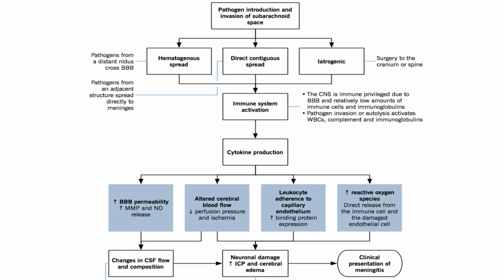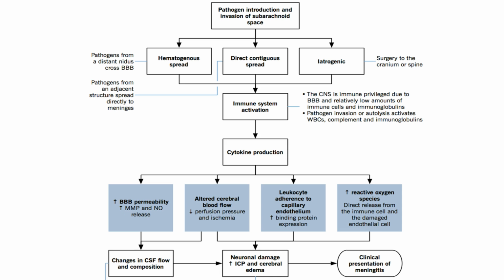Altered cerebral blood flow. Cytokines cause vasodilation and decreased perfusion pressure, leading to ischemia, reduced oxygen delivery to brain tissue. Leukocyte adhesion to capillary endothelium. Increased expression of binding proteins causes white blood cells to stick to vessel walls, obstructing blood flow and worsening ischemia. Reactive oxygen species, ROS production. Both immune cells and damaged endothelial cells release toxic oxygen radicals, causing direct neuronal injury.